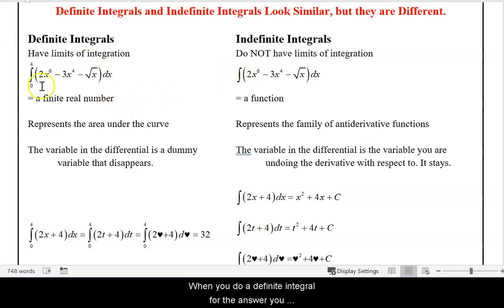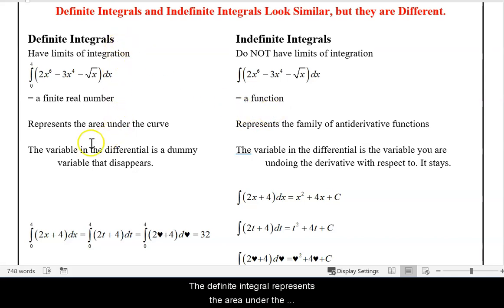When you do a definite integral, for the answer, you get some finite real number provided that the limit exists. For an indefinite integral, when you get an answer, provided the answer exists, you get a function, a family of functions up to the constant plus c.